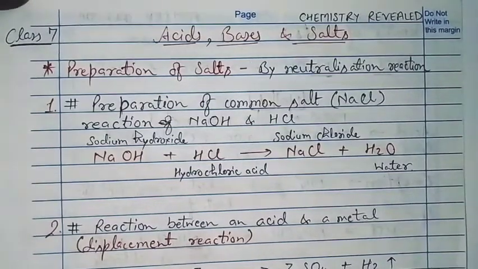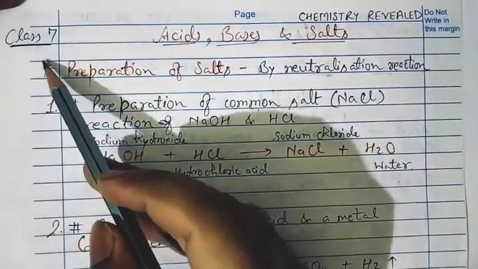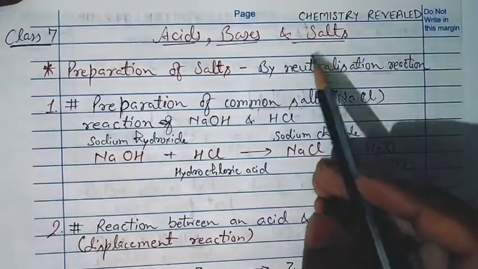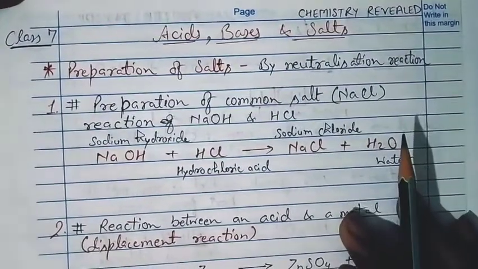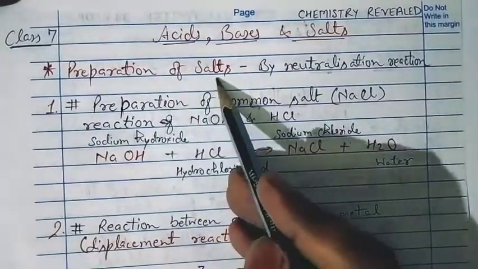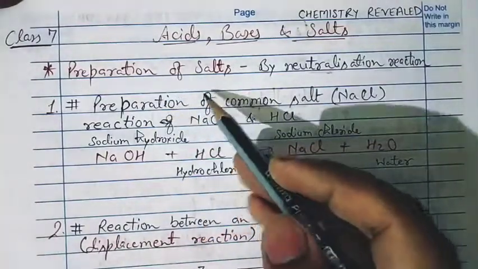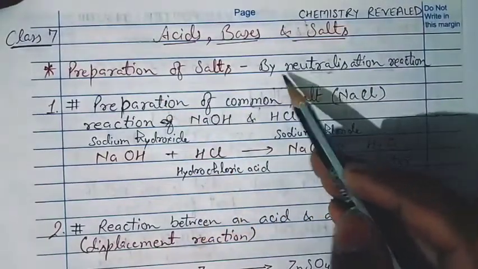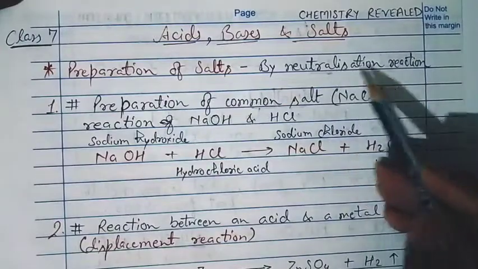Hello everyone. In today's lecture of class 7, we are studying the acids, bases and salts chapter. The next topic which we are going to start is preparation of salts, means by which methods we can prepare salts. So generally the reaction is called a neutralization reaction.